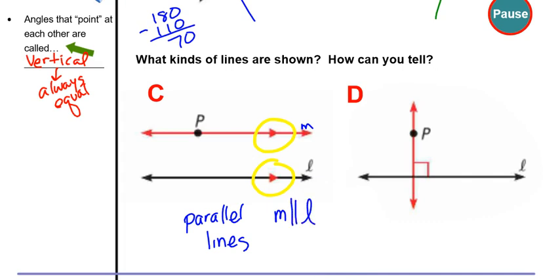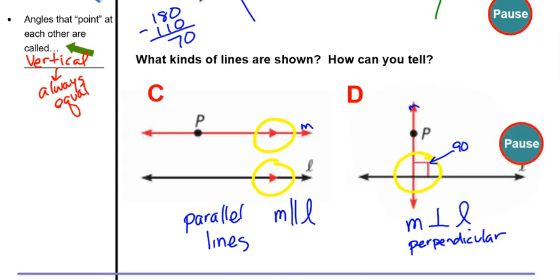If we look at question D, now we have that little box in there, and that is telling us that this guy right here is 90 degrees. So that would tell us that M is perpendicular to L. Those are perpendicular lines. All right, we're going to have you pause, and then we'll start in with some practice.